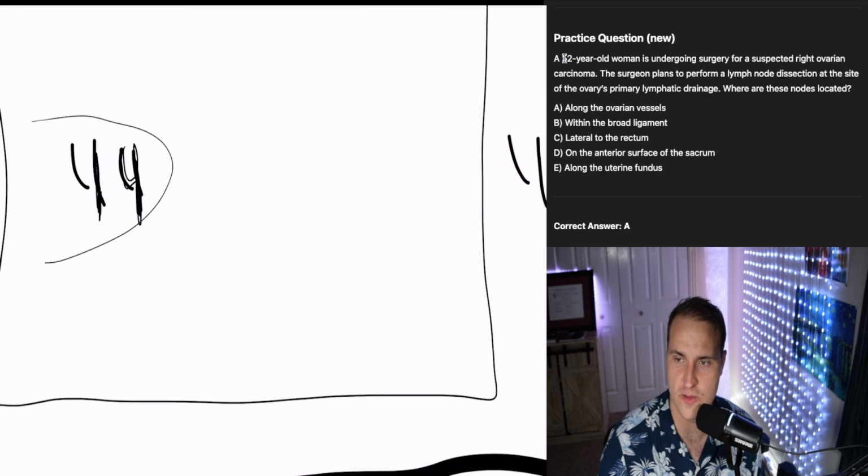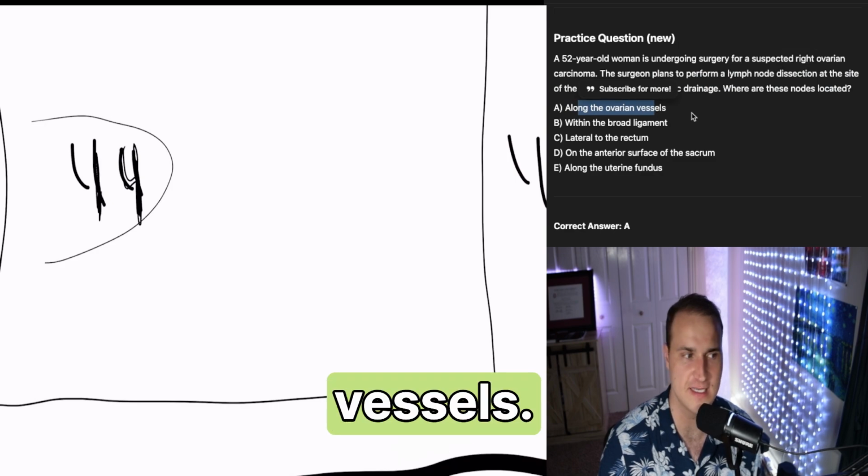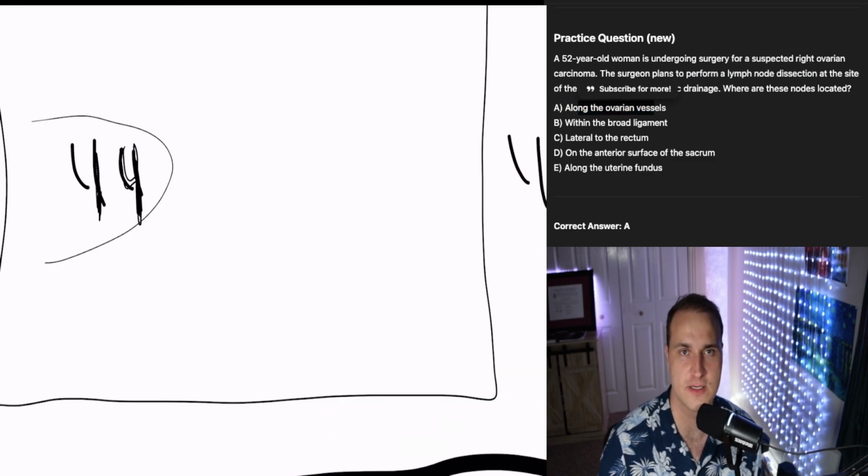44, a 52-year-old woman undergoes surgery for suspected right ovarian carcinoma. The surgeon plans to perform a lymph node dissection of the ovary's primary lymphatic drainage. Where are these nodes located? Answer: along the ovarian vessels. Now these lymph drainage questions can be a little bit complicated. So ovaries don't drain where you think. They develop high in the abdomen, and so they carry their blood supply and lymphatics down as far as they descend. And those lymphatics run with the ovarian artery and vein inside of the suspensory ligament. And their first stop is the periaortic lymph nodes that sit along those vessels.